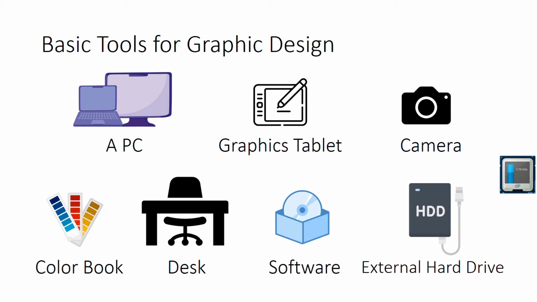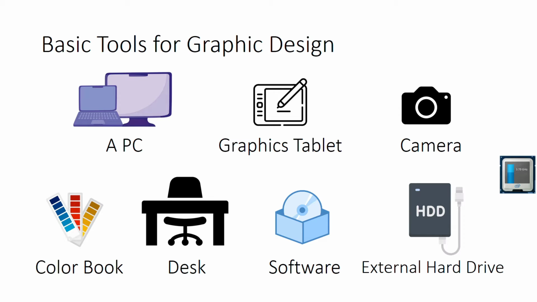Alright, so let's talk about basic tools for graphic design. Here are the basic things you need. You're going to need a laptop or a personal computer, a desktop. You're going to need a graphics tablet. You're going to need a camera. You're going to need a color book. You're going to need a desk, software, and your external hard drive. If you don't have all this, at least you should have a PC or laptop. You can't do graphic design with a phone. No, you need a laptop, you need a PC.